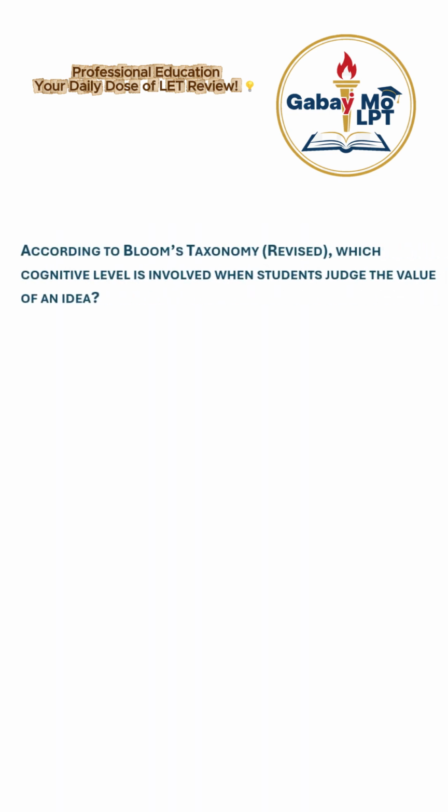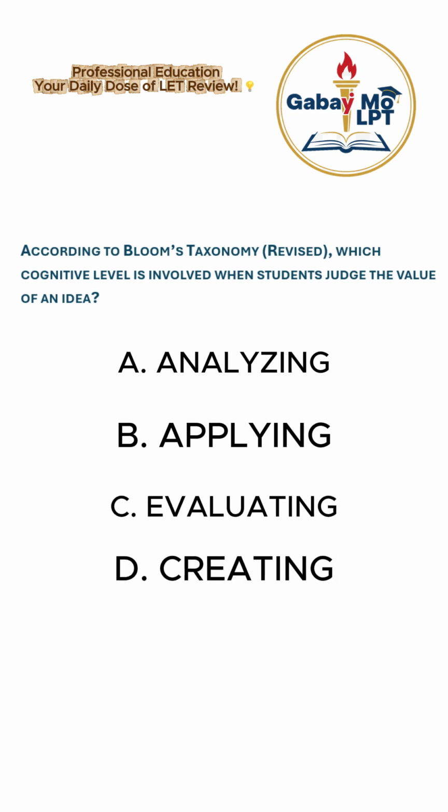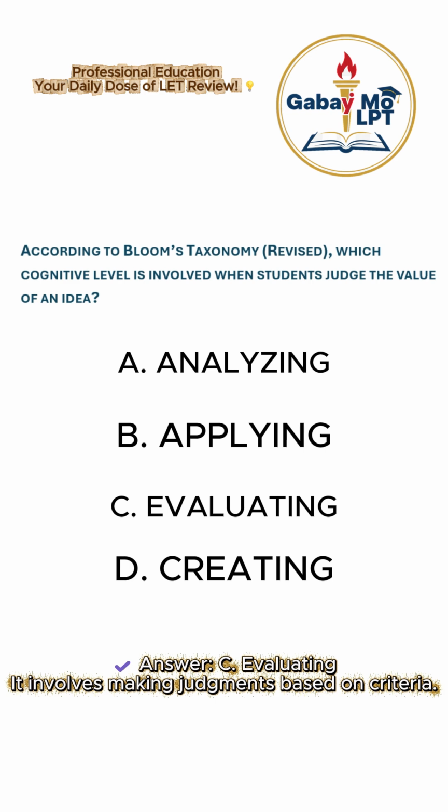According to Bloom's taxonomy, revised, which cognitive level is involved when students judge the value of an idea? A. Analyzing. B. Applying. C. Evaluating. D. Creating. Answer: C. Evaluating involves making judgments based on criteria.